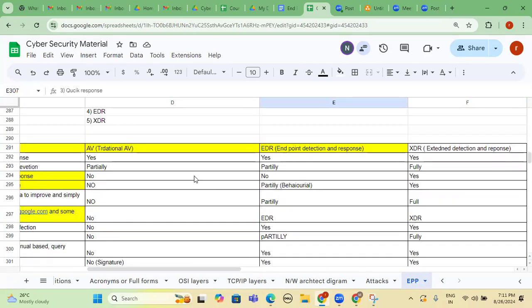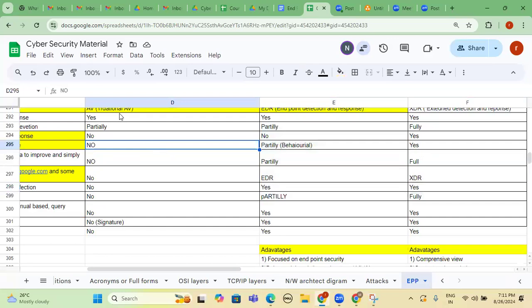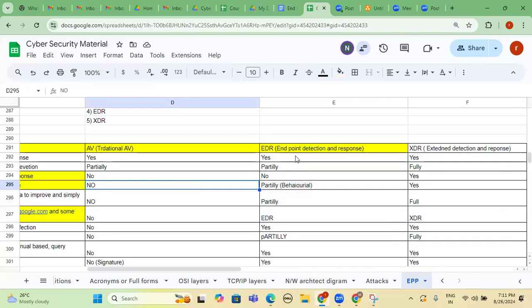What is the difference between antivirus and EDR? Or maybe, what is the difference between EDR and XDR? Very rarely will they ask what is the difference between EDR and XDR, but the regular question is what is the difference between traditional antivirus and EDR. This one we can expect regularly.